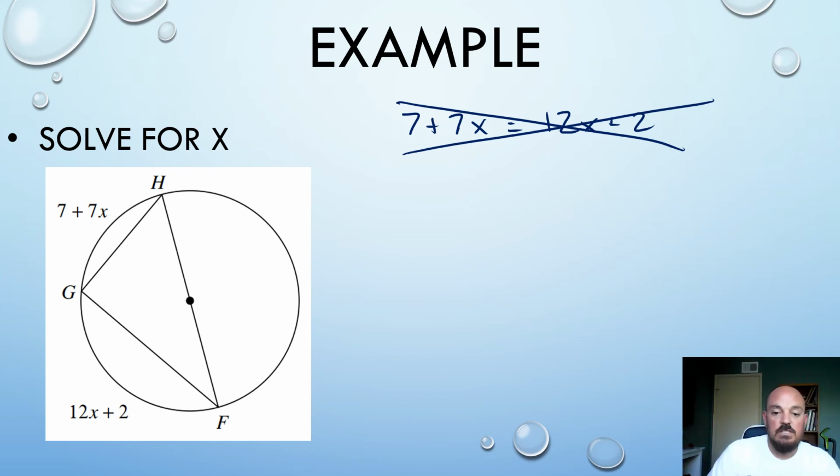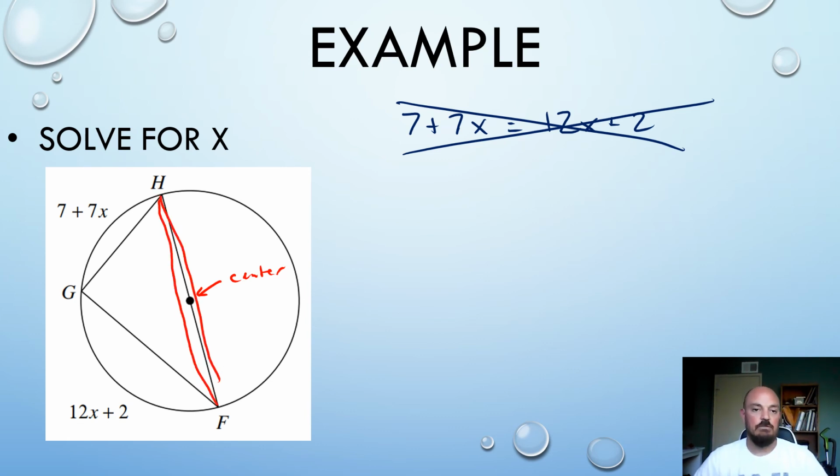Now what I notice in this picture is that this point right here is the center, which means this line segment right here is a diameter, HF, which means it's going to cut the circle exactly in half. So I just found my relationship. The 7 plus 7x and the 12x plus 2 are not equal, but since together they equal exactly half of a circle, they have to add up to 180.